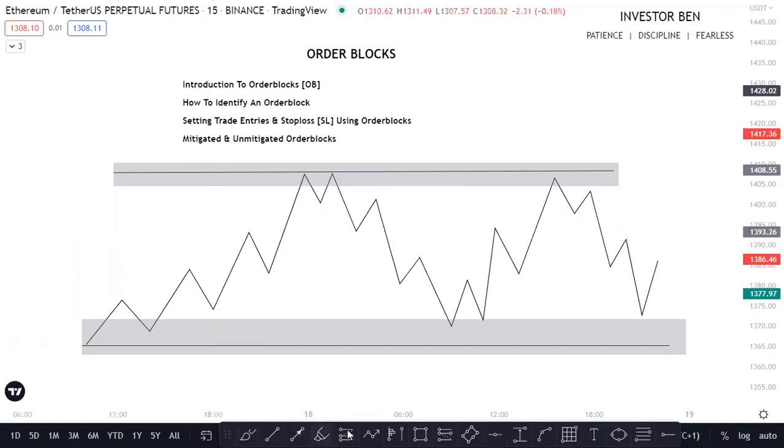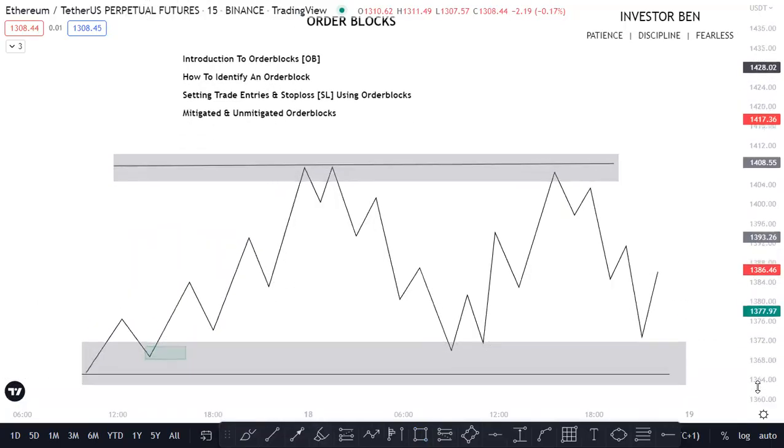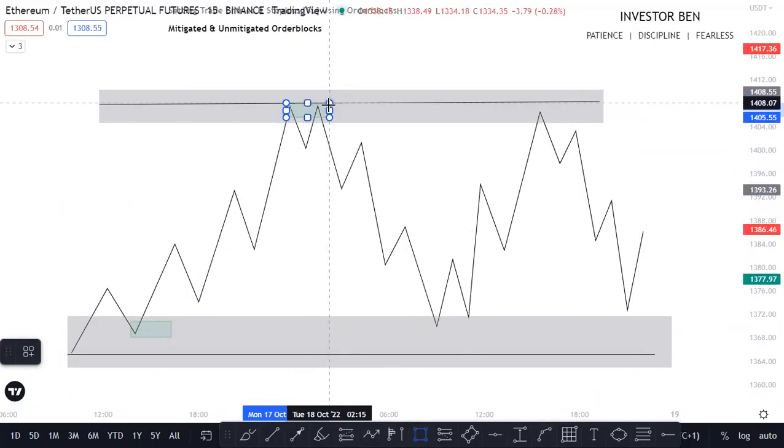So looking at the support and resistance levels, you have an order block at all of these points. And in this zone now, there is an order block there, at this point.